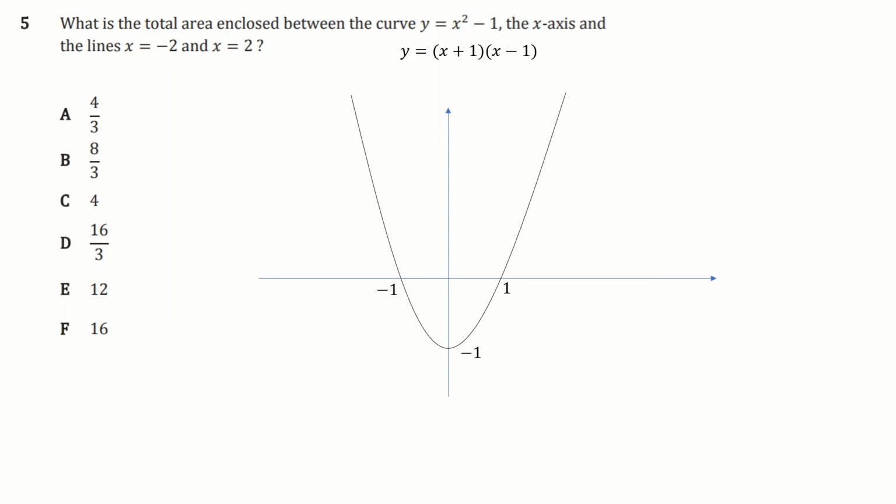So there it is, and it's asking me to find the total area enclosed by the lines x = -2 and x = 2. So that's this bit there. So I'm looking for this area, this area, this area, and this area.